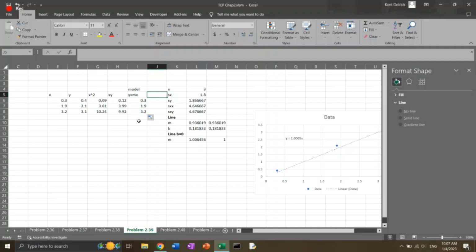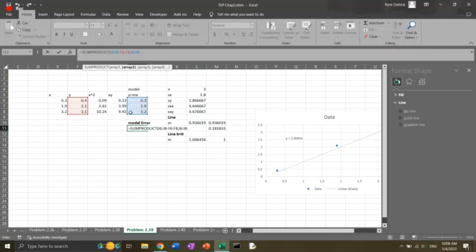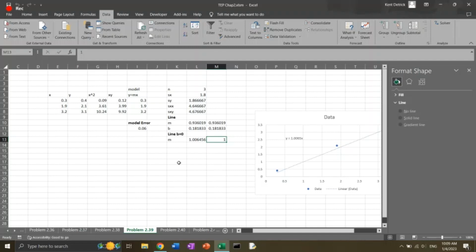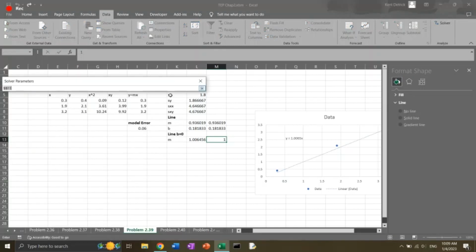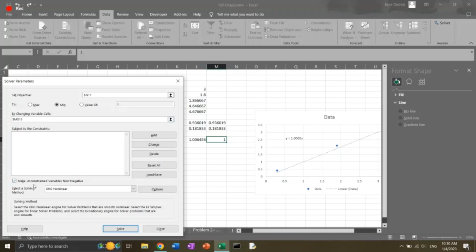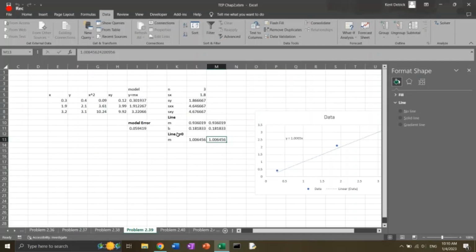Okay? Then our model will have a certain error, and we'll sum and square the error. This array minus this array times this array minus this array. So this is the sum squared error. Okay, so we can solve this numerically. Our objective is to minimize the model error, and we're going to be changing the slope until our model error is at a minimum. And the variable, our slope, is non-negative, so we can just leave this as checked, and then we'll solve it. Okay, and this number should match this number, and it does. So that's a numerical way to solve for this as well.